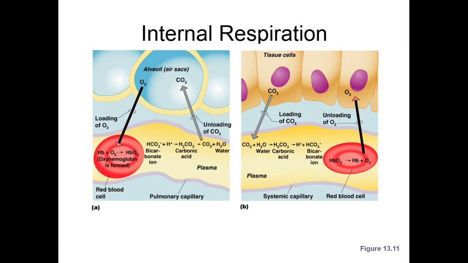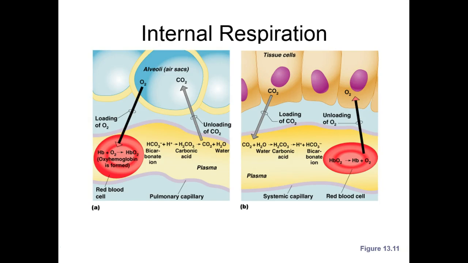O2 is going to come off the oxyhemoglobin molecule. It's reversible. It's going to break apart, free up that oxygen. Oxygen is going to diffuse into the cell. CO2 is going to diffuse into the plasma.